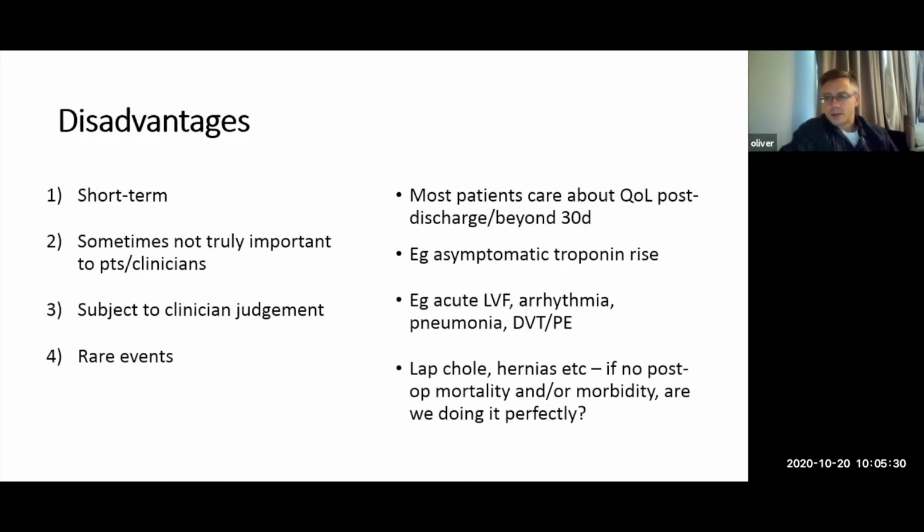But there are also some disadvantages to these outcome measures. Firstly, the fact that they're all pretty short term. So we are very focused on what happens in hospital, what happens up to 30 days post-operatively, but we're often a little bit neglectful or forgetful possibly about what happens beyond that. We're also quite good at measuring things that are possibly not actually important per se to patients or clinicians. So things like asymptomatic troponin rises. There's a lot of interest in myocardial injury after surgery, but what it actually means is difficult to correlate.